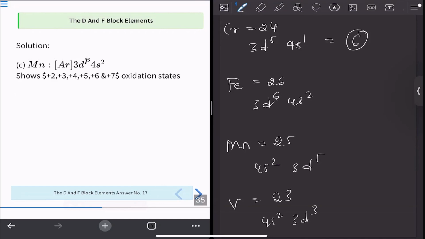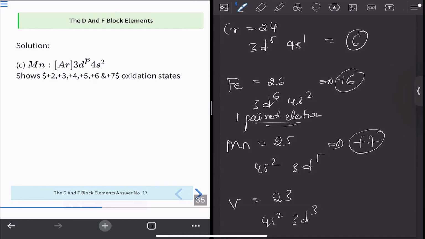So here it can show 1 plus 6 oxidation states. Here it can show 2 plus, one paired electron is there. So it won't show all the states. So it will be showing 4 plus 2 maximum of the 6 electronic configuration state. And here it will show 5 plus 2, that is 7 oxidation states. And it will be showing 5 oxidation states. Okay, so manganese can show highest number of oxidation states as it has highest number of unpaired electrons. Okay, so this is the answer.